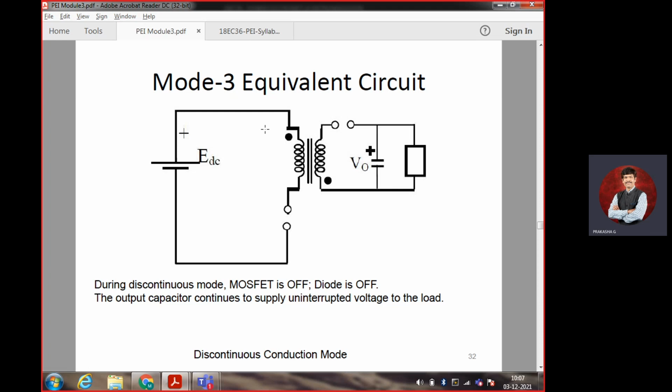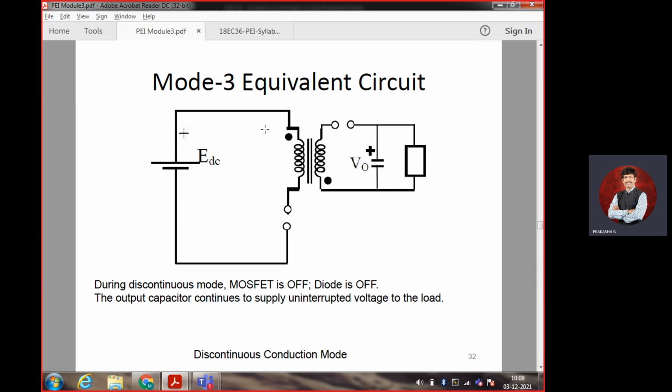previously, in Mode 1, only the switch is on and the diode is off. Only the primary winding is charged. The secondary is not working, it is in reverse bias. But in Mode 2, the primary winding is discharging because of the reverse bias. Because it is discharging, the secondary winding is conducting, and through the diode it sends the energy. The load is getting the output, and when the load is getting the output, the capacitor is also getting charged.